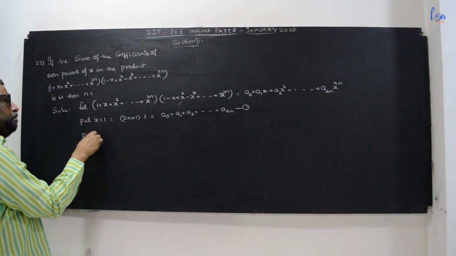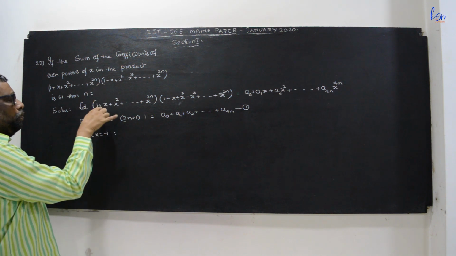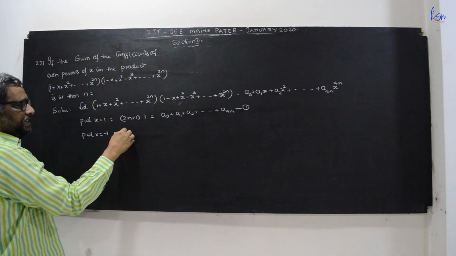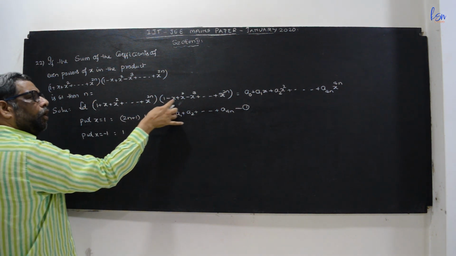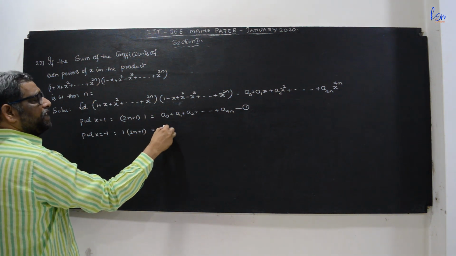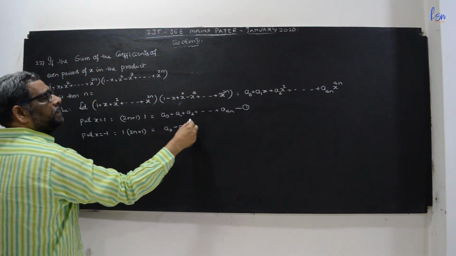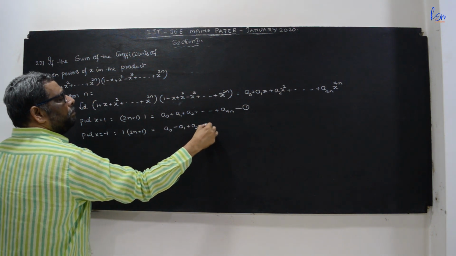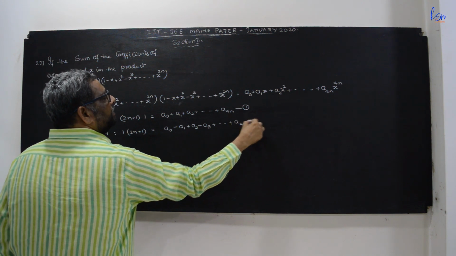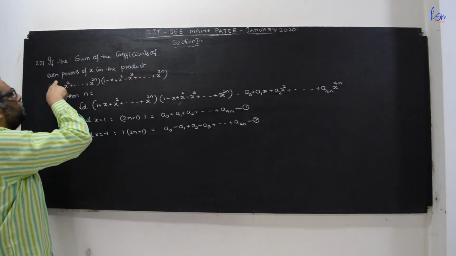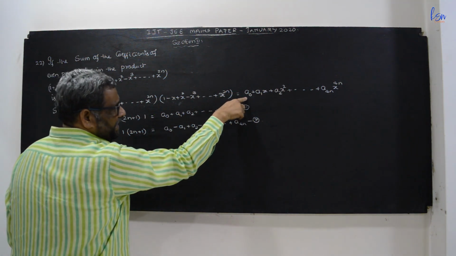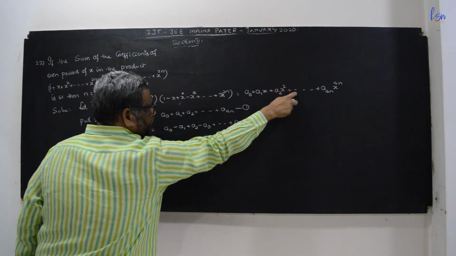Put x equal to -1. In the second factor, 1 - 1 is 0, x³ gives -1, 0, and like that there will be 1. In the first factor all the terms become positive, so it is 2n + 1. This equals a0 - a1 + a2 - a3 + ... + a4n. We are asked to find the coefficients of even powers of x, which are a0, a2, a4 and so on up to a4n.